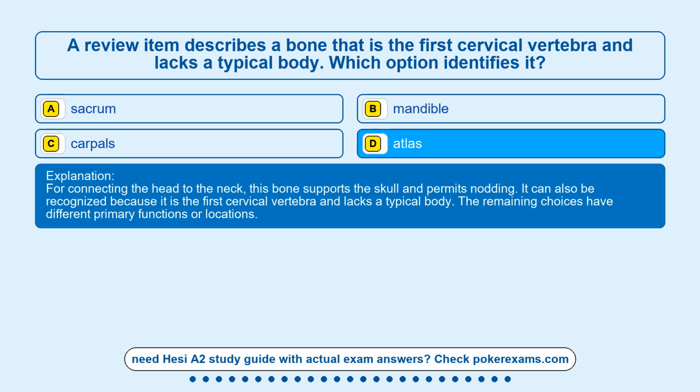For connecting the head to the neck, this bone supports the skull and permits nodding. It can also be recognized because it is the first cervical vertebra and lacks a typical body. The remaining choices have different primary functions or locations.